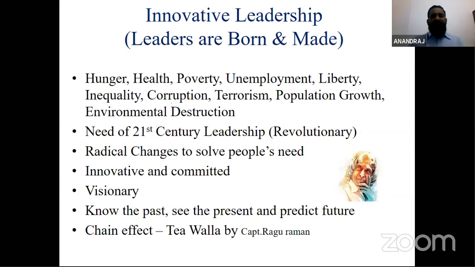Innovative leaders are visionary and committed to bringing people's economic, political, and ideological changes to improve social well-being and protect the environment and the planet, to create a just society. What they do, innovatively and committedly, is bring economic, political, and then ideological changes to create a better society.